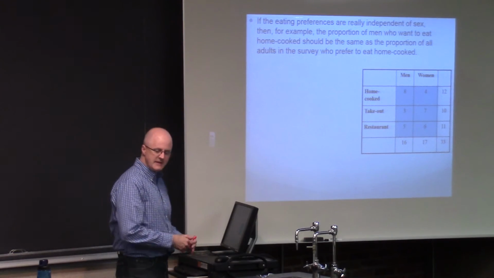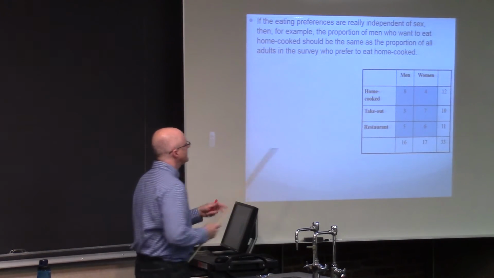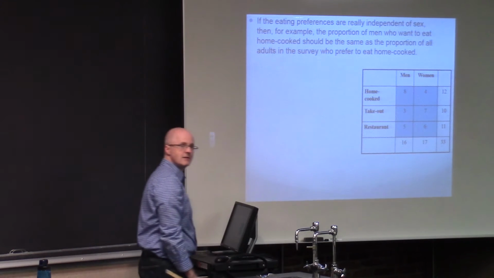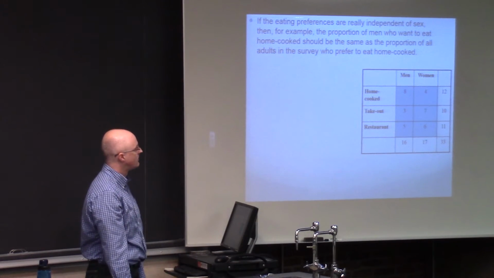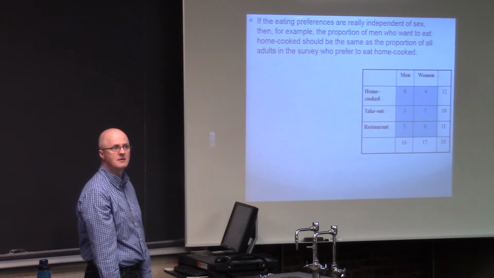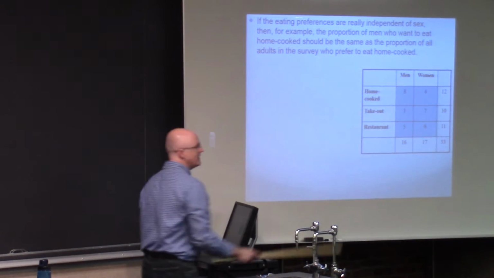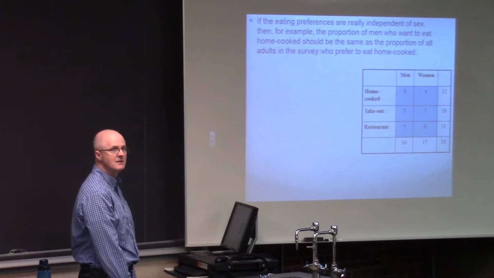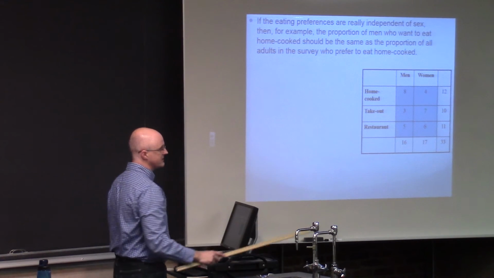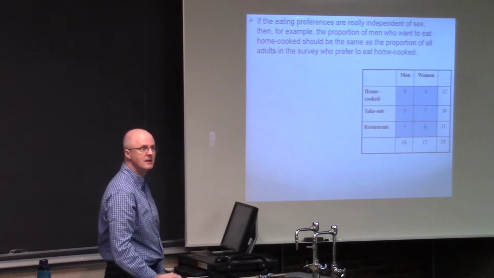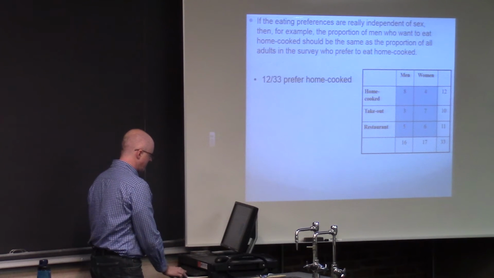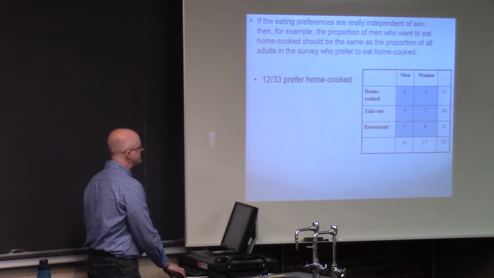What's the proportion of all the adults in the survey who want to eat home-cooked? 12 out of 33. A little more than 1/3. In reality, 8 out of 16, 50% of the men wanted home-cooked. Where again, for all the adults, it was just a little bit bigger than 1/3. Let's look at some details of some calculations.